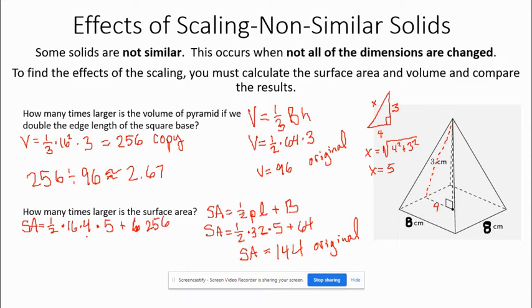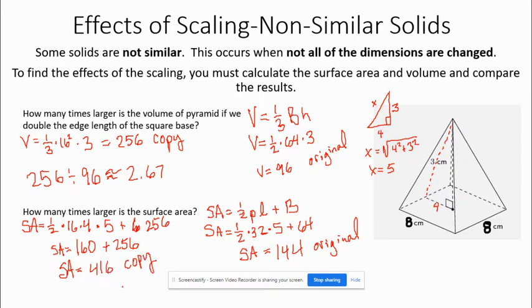Now we've just got to do the math for this. So 16 times 4 times 5 divided by 2 gives me 160, plus the 256. So that surface area is going to end up being 416. And again, this is the copy.